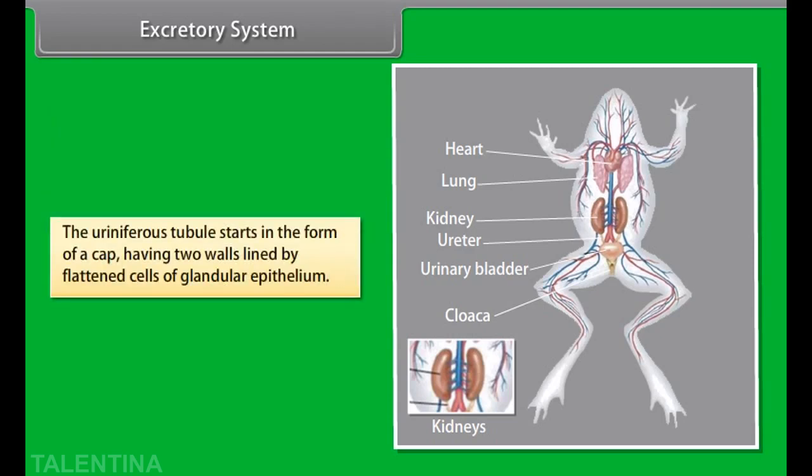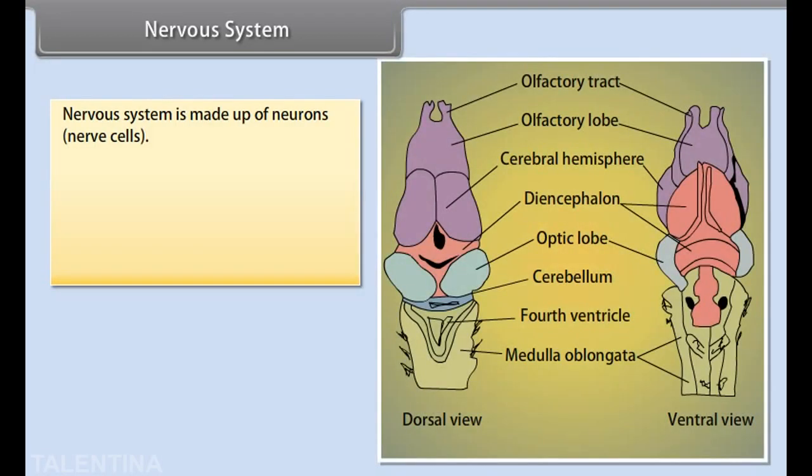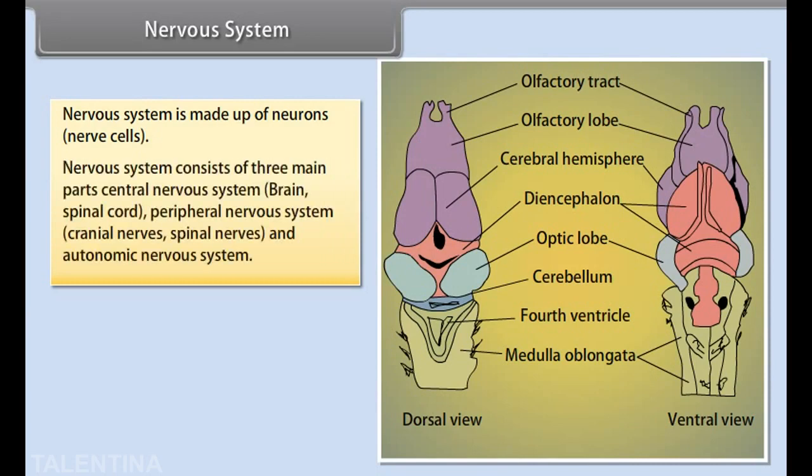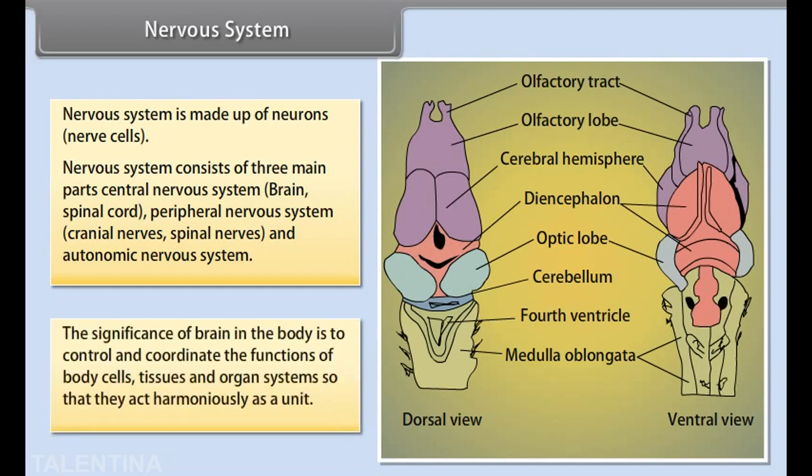The uriniferous tubules start in the form of a cap, having two walls, lined by flattened cells of granular epithelium. Nervous system. Nervous system is made up of neurons, that is, nerve cells. Nervous system consists of three main parts: central nervous system, brain, spinal cord; peripheral nervous system, cranial nerves, spinal nerves; and autonomic nervous system. The significance of brain in the body is to control and coordinate the functions of body cells, tissues, and organ systems so that they act harmoniously as a unit.